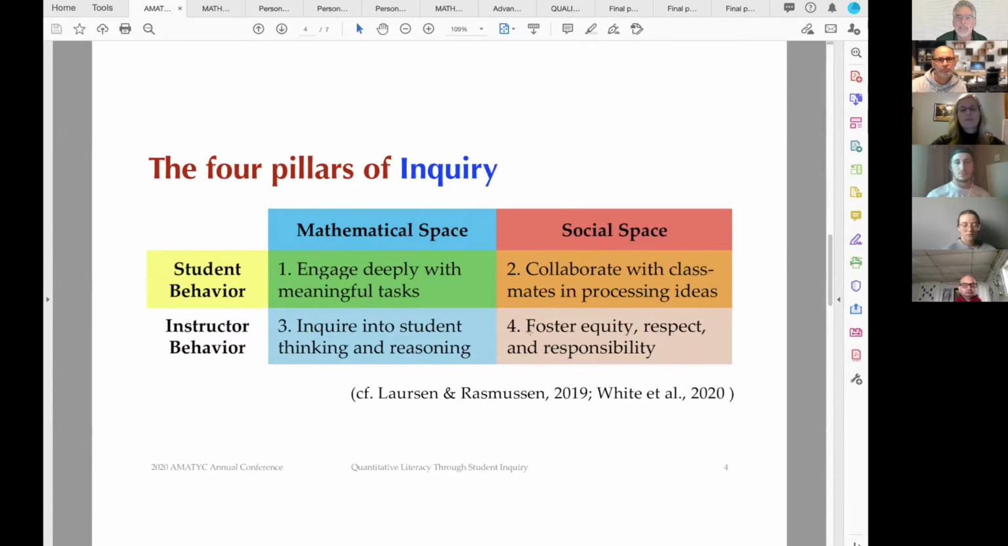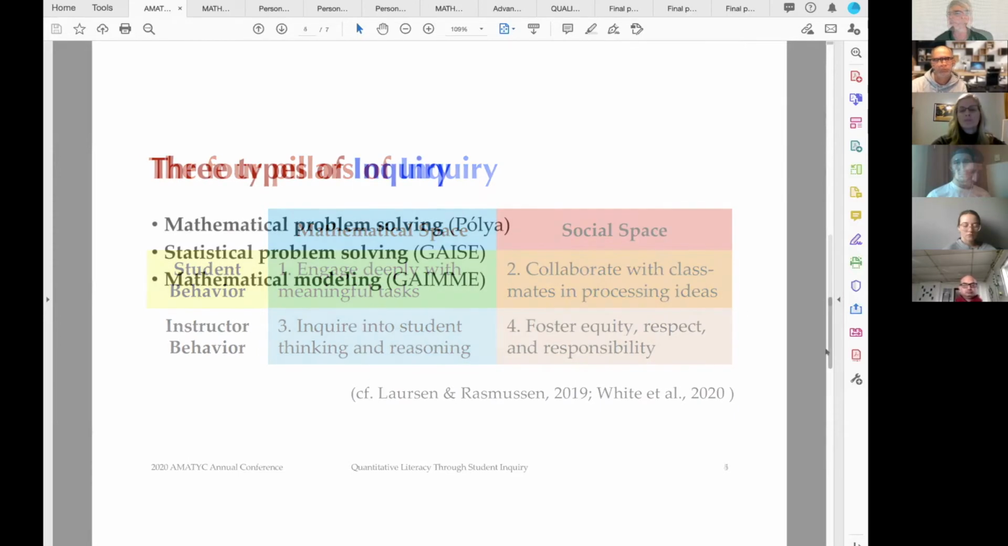And we also need to create an environment of equity, respect, and responsibility. And this is one way to reduce the anxiety of students when they're presenting.